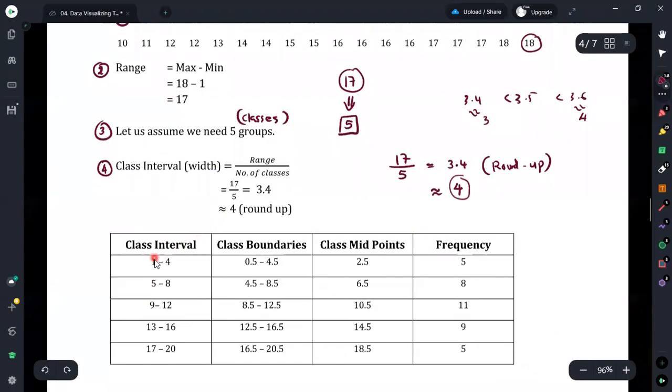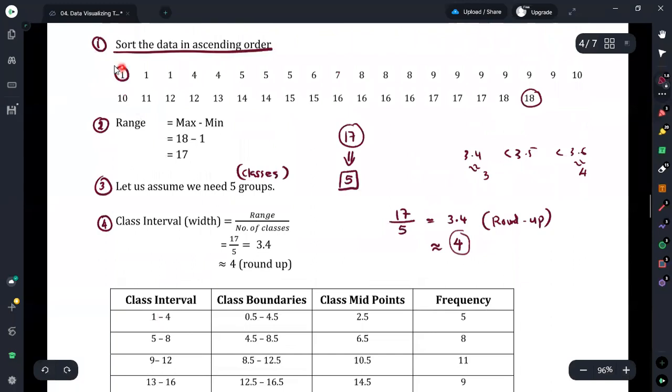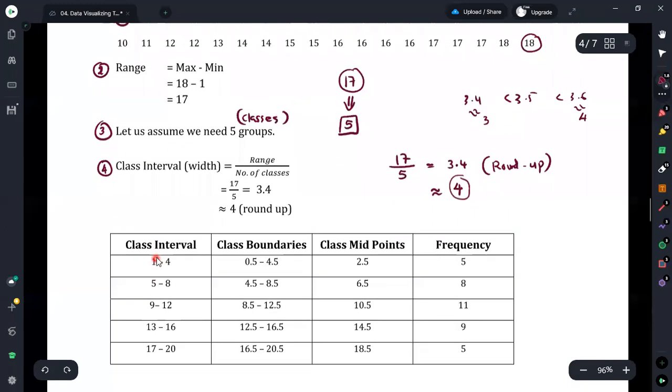Here I will start from 1, since it is the minimum value we have, or else if you need, you can start from 0. There is nothing wrong in that starting value. It should definitely be less than or equal to the minimum value of the data set. If you need, you can start from 0, but since this is the starting value, I will start from 1.